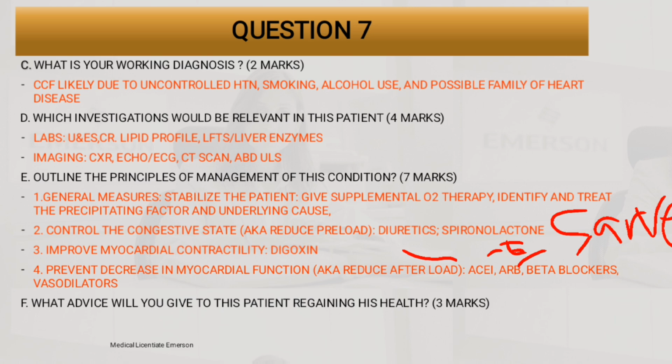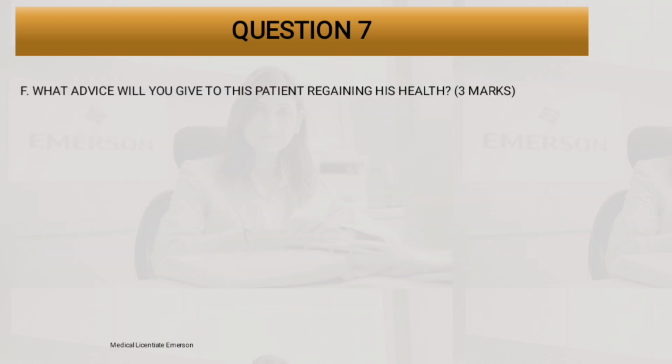Okay, so let's just do a summary. One is general measures, two is reduce the preload, three is improve myocardial contractility, four is reduce the afterload. Okay, so what advice are you going to give to this patient?